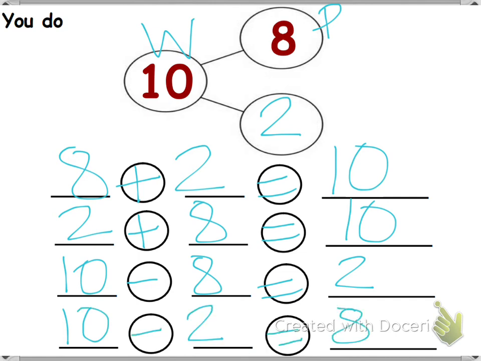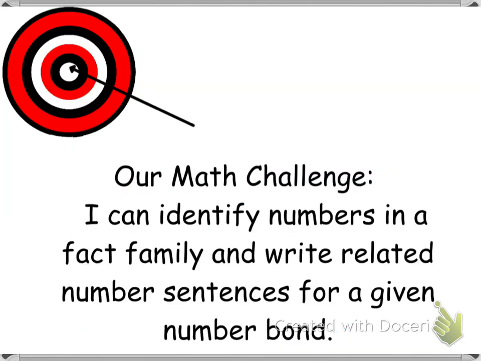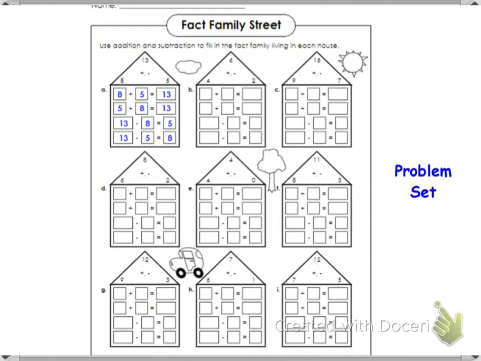Great job. Alrighty, guys. My friends that are with me, go ahead and put that paper away. My friends that are at home, put it to the side. Alright, guys. So remember, we talked about being able to identify numbers in a fact family and write related number sentences for a given number bond. Now, we're not going to be working in our workbook for this. This is a sheet that if you're at home, your parents should have printed out or come and gotten. My friends at school, the sub will come and give this to you.